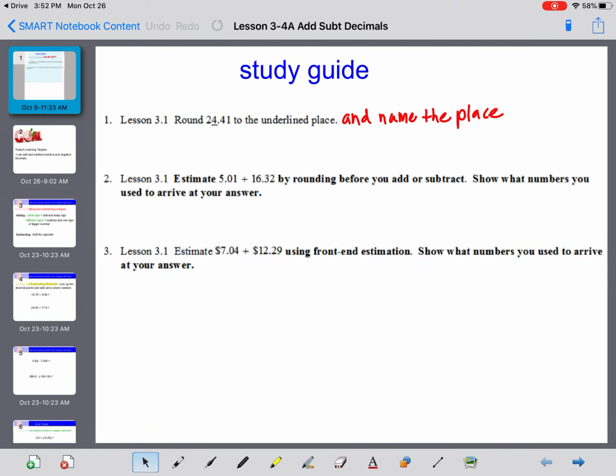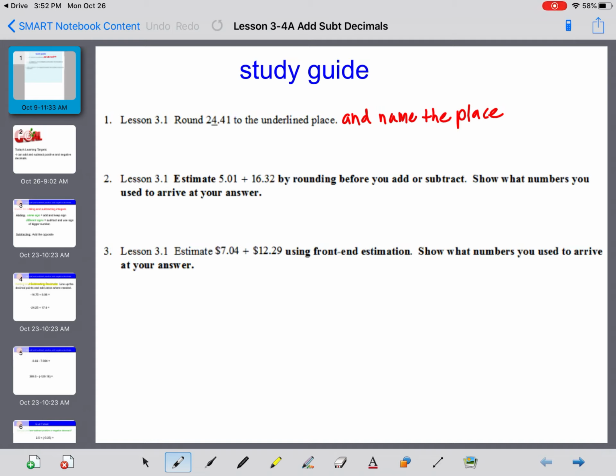This is lesson 3-4A, where we review adding and subtracting decimals. To begin, you're going to need your study guide and a sharpened pencil. Pause the video and give these 3 problems a try in your study guide. Come on back to compare your answers to mine.